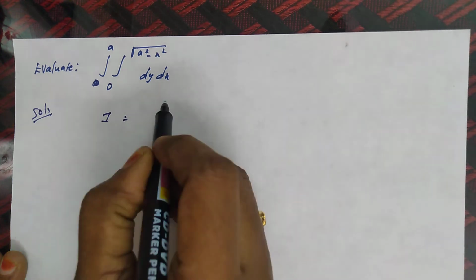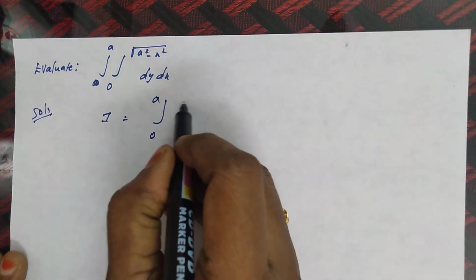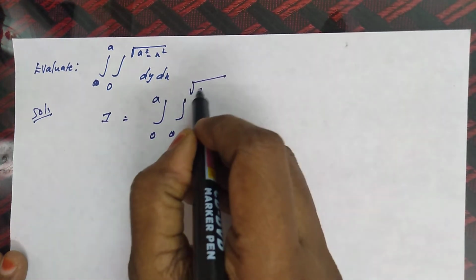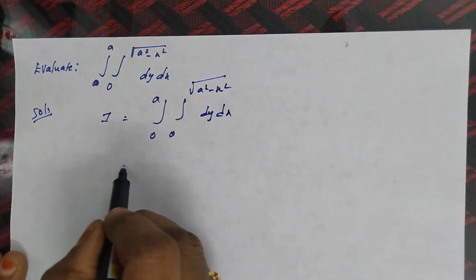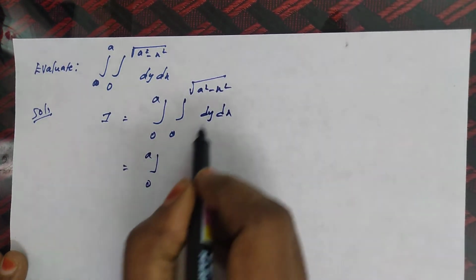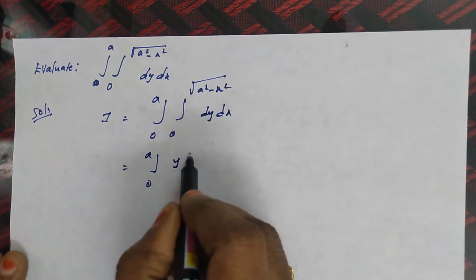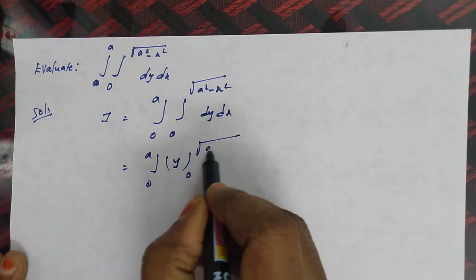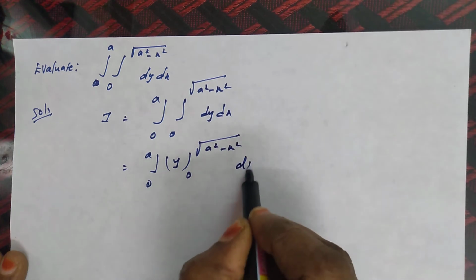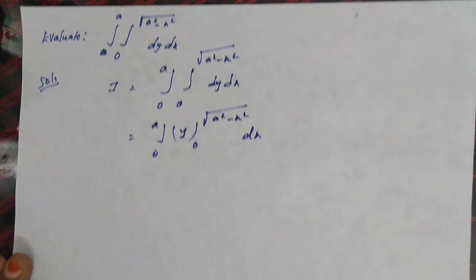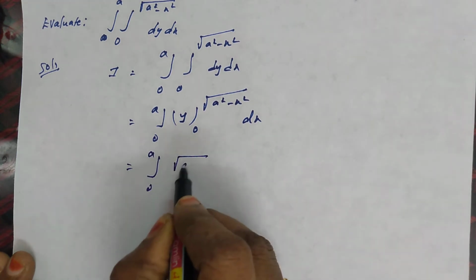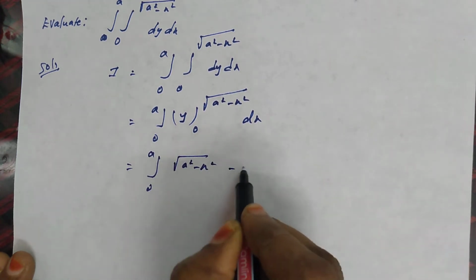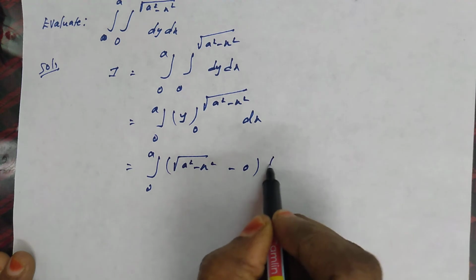Let I is equal to the given integral, 0 to a and 0 to root of a square minus x square of dy dx. So integral 0 to a, the integration of dy is y with the limit 0 to root of a square minus x square, into dx. So upper limit minus lower limit. So this can be written as the integral 0 to a of root of a square minus x square minus the lower limit, which is 0, into dx.